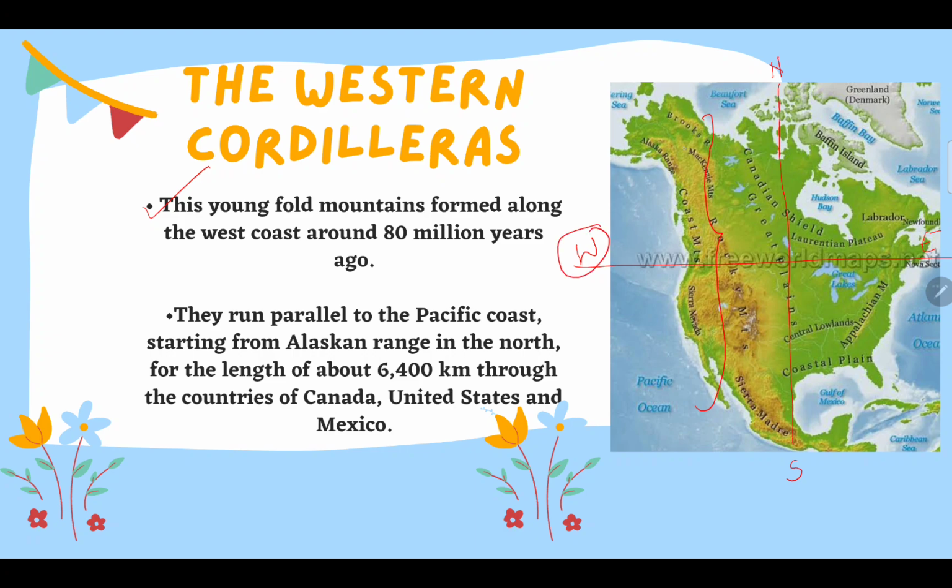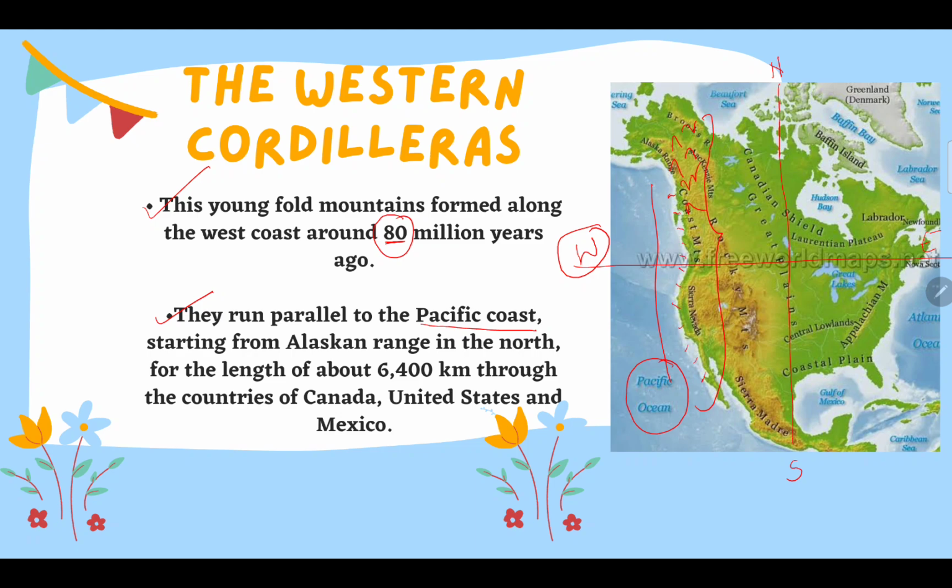So these mountains were formed around 80 million years ago. Whatever mountains were formed 80 million years back are considered young fold mountains. They run parallel to the Pacific coast. Here the Pacific Ocean is there, and this is considered the Pacific coast.